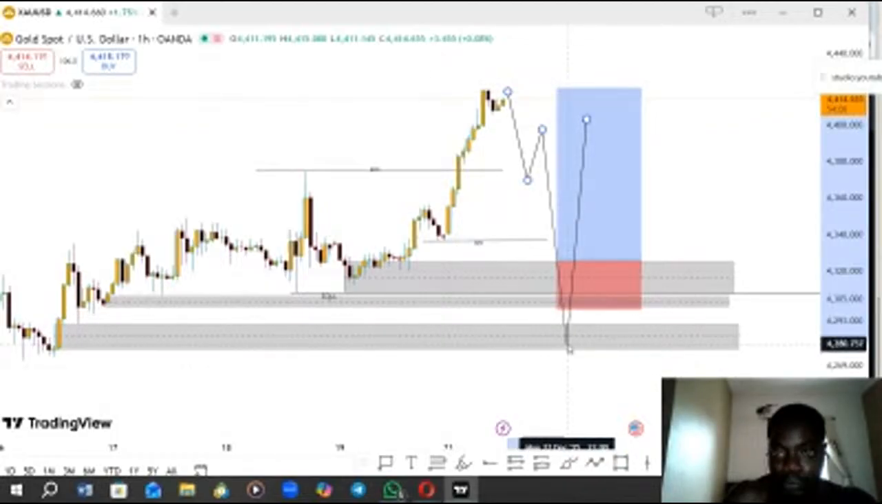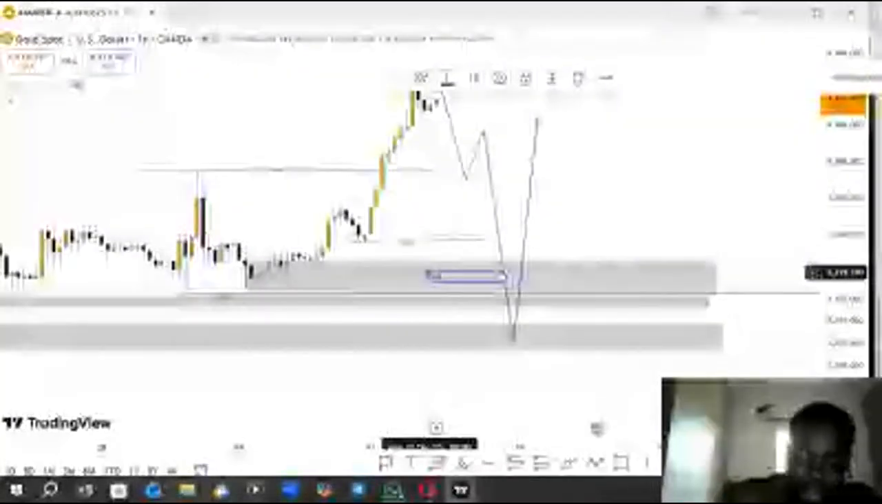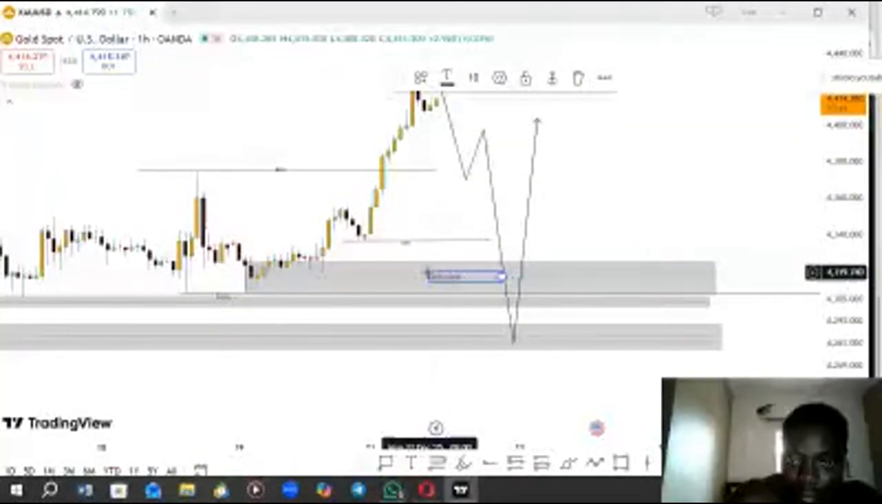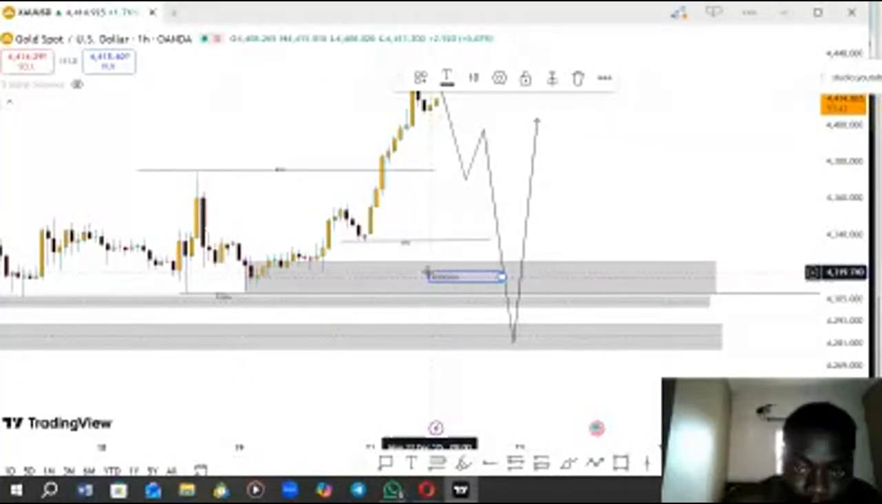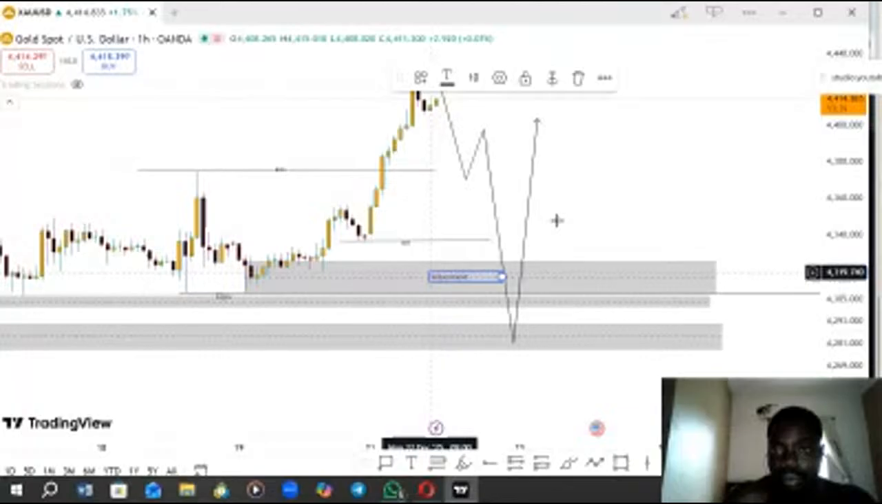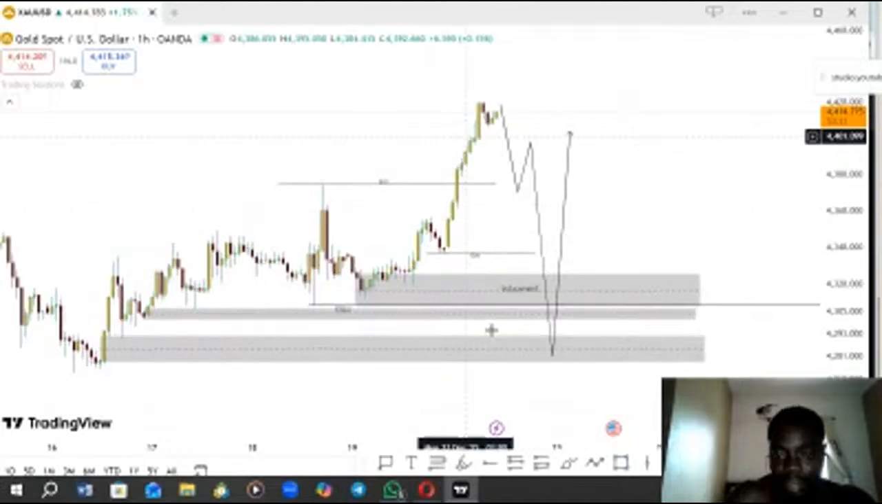So that means this zone that I want to buy from, this last candle here, is an area of inducement. You want to put that into consideration now. So that means I'm to wait for it.